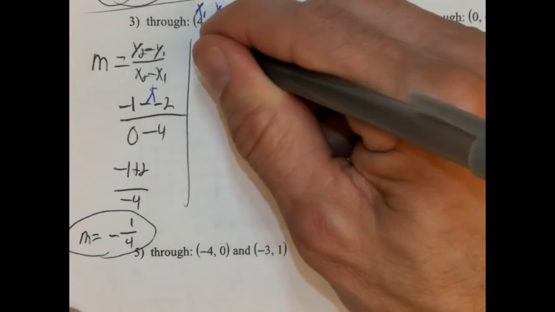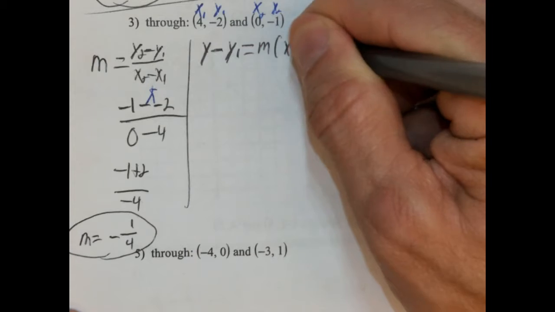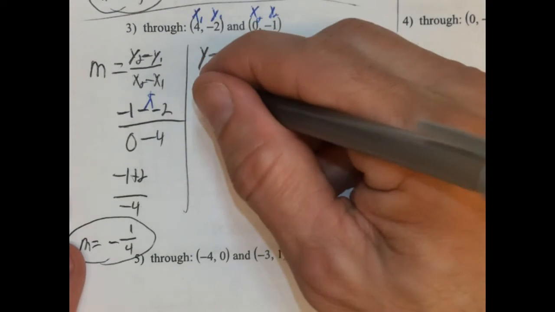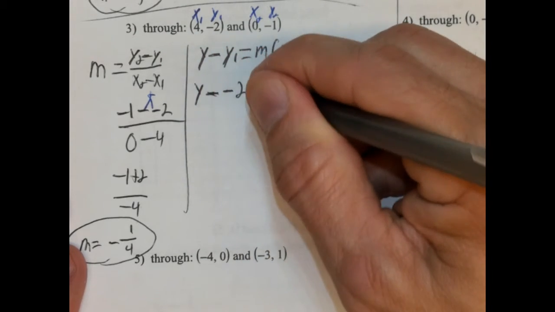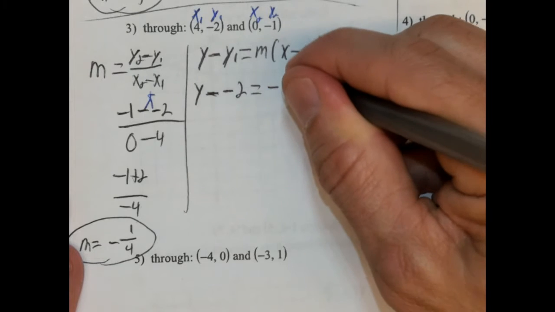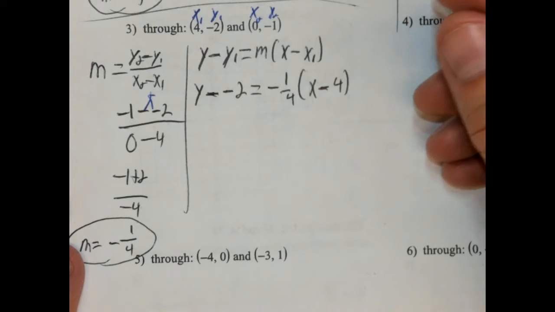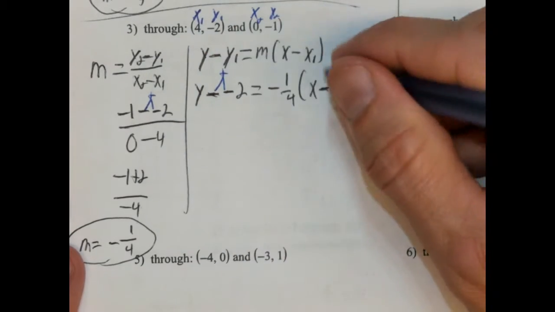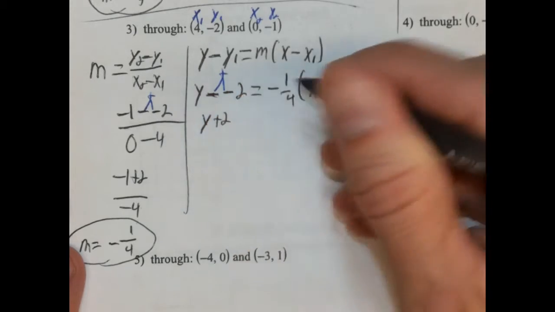So let's write the formula. y minus y1 equals m parentheses x minus x1. All right, so y minus, and our y1 is -2, equals -1/4 times x minus 4. And let's change these to pluses. y plus 2.